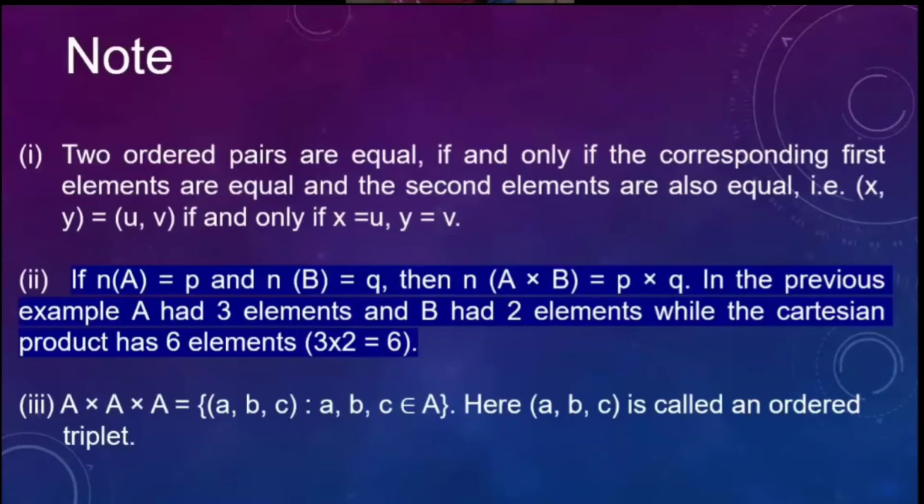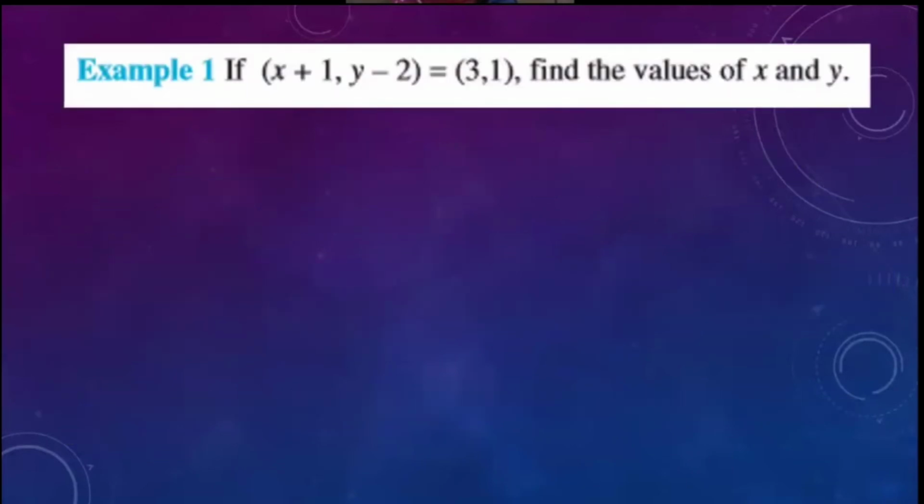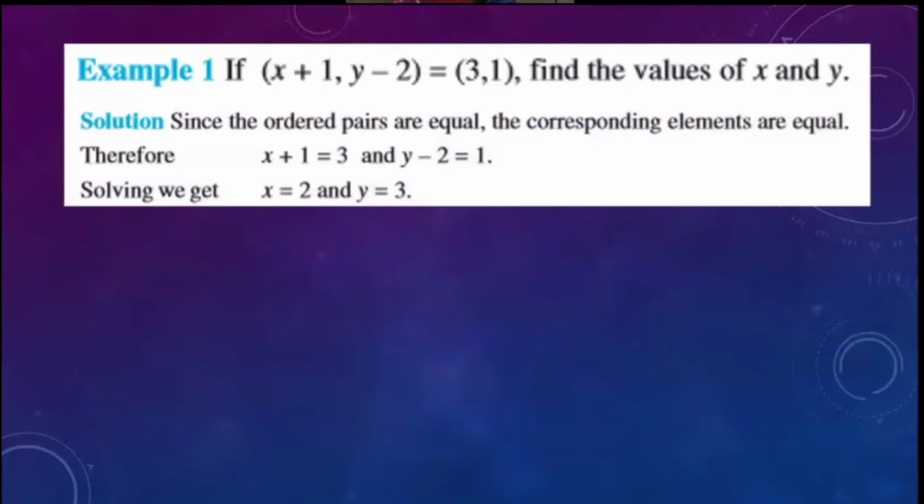See, the first property, which I discussed just now: two ordered pairs are equal if and only if the corresponding first elements are equal and the second elements are also equal. So the same property I am using here. x plus 1 equal to 3 and y minus 2 equal to 1. So when x plus 1 equals 3, what is x? 3 minus 1, 2. y minus 2 equal to 1. When you take 2 to that side, minus 2 becomes plus 2 and 1 plus 2 becomes 3. So y equals 3. So this type of question will come for 1 mark.